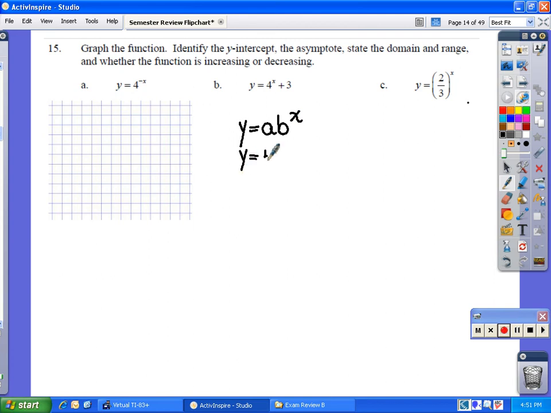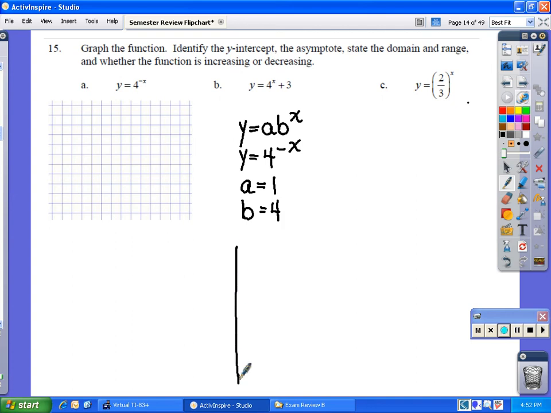Comparing y equals 4 to the negative x, we realize that a is equal to 1. This is our base. B is equal to 4. And 4 would generally denote a growth function. However, in this case, we have a negative exponent. And so this graph, although originally increasing, is actually going to reflect across the y-axis and actually become a decreasing function. We'll see this when we start looking at some actual values.